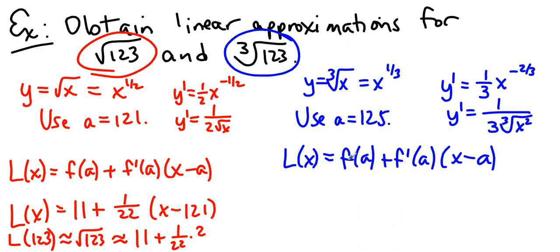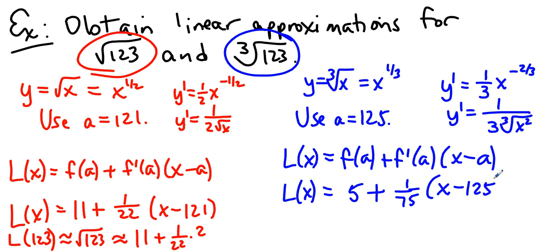Okay, all better now. F of a plus f prime of a times x minus a. Well, what does that mean? F of a, that's the cube root of 125, and the cube root of 125 is 5, plus f prime of a. Well, f prime of a, take that 125, throw it in there. The cube root is 5. Squared, that's 25, times 3, 75, times x minus a. 125 is a.